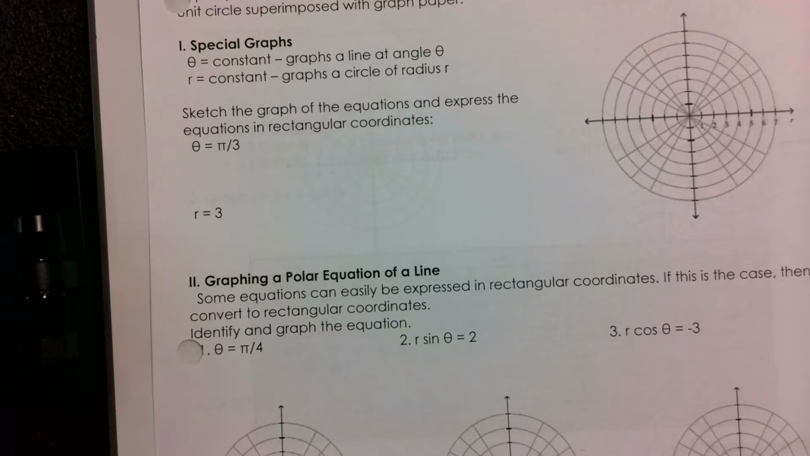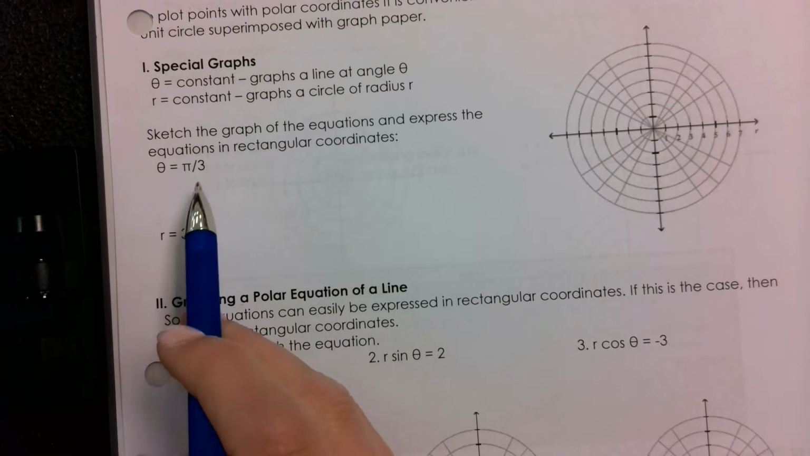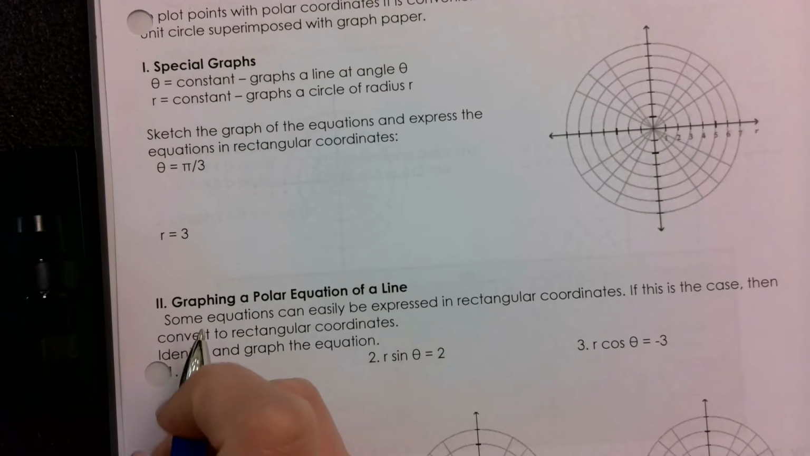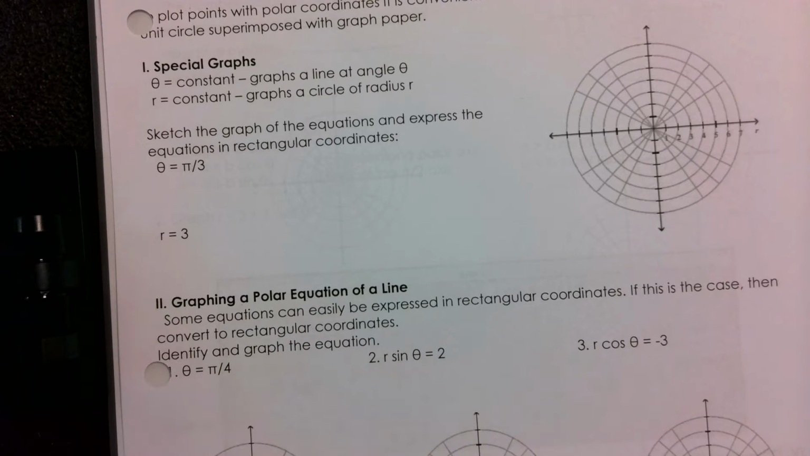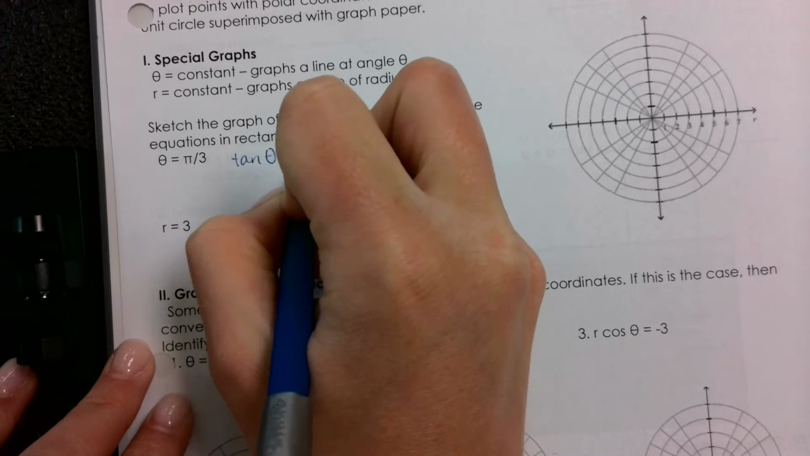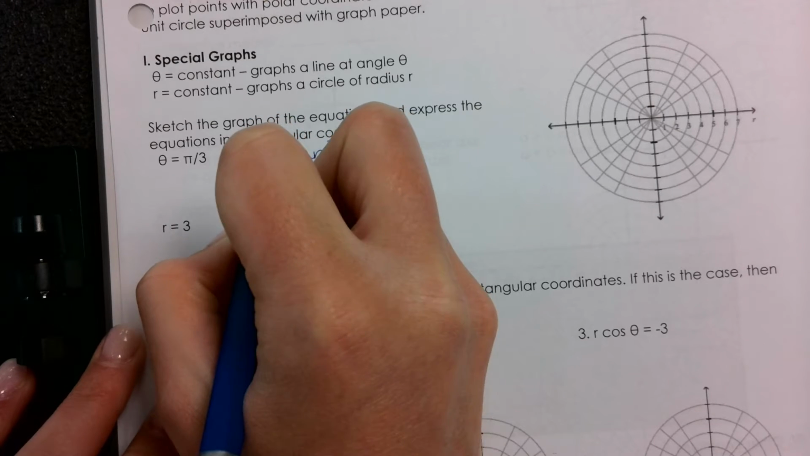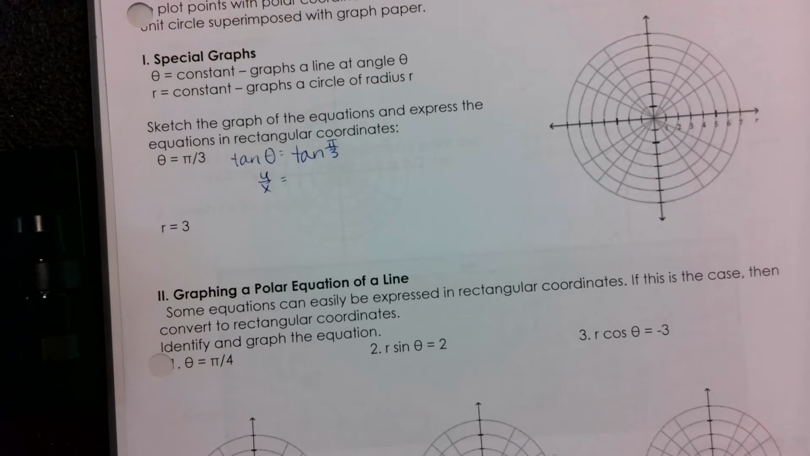Okay, so for looking at this first one, we've got theta equals pi over 3. So we need to convert that into something that you could actually graph. It's easier for us to graph in rectangular coordinates because we know what that is, right? So you could do tangent of each side, because we know that tangent of theta is y over x. So if we do tangent of each side, we'll have tangent of theta equals tangent of pi over 3. And so tangent of theta is y over x. And what is tangent of pi over 3?